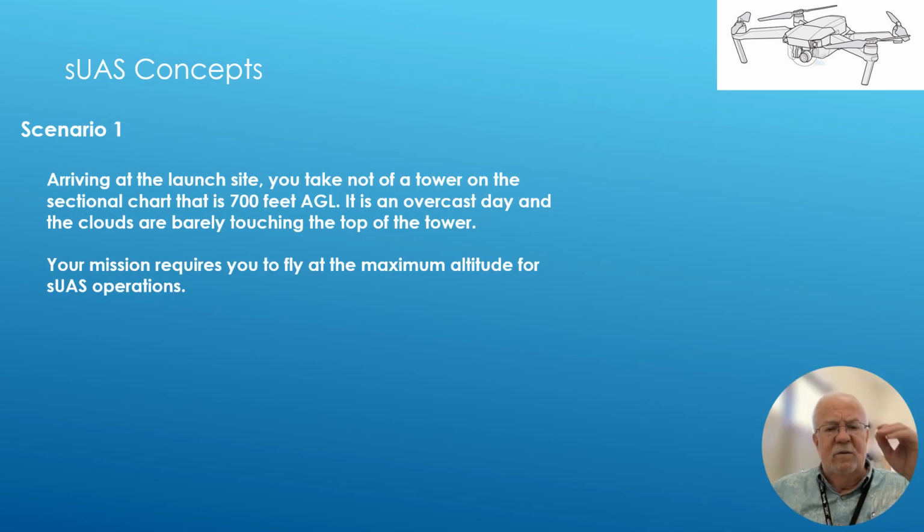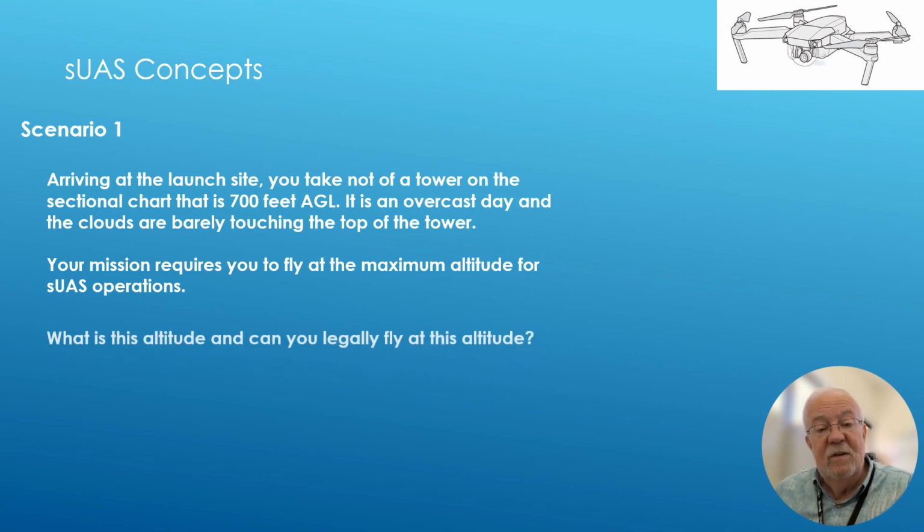Okay, we've got several scenarios. I'm not going to get into these because that's something we probably need to do in class. So I'm going to pass on this. They're all sort of similar to this first one. Scenario: you arrive at the launch site and take note of a tower on the sectional chart that is 700 feet above ground level. It's an overcast day. Clouds are barely touching the top of the tower. Your mission requires you to fly at the maximum altitude for UAS operation.